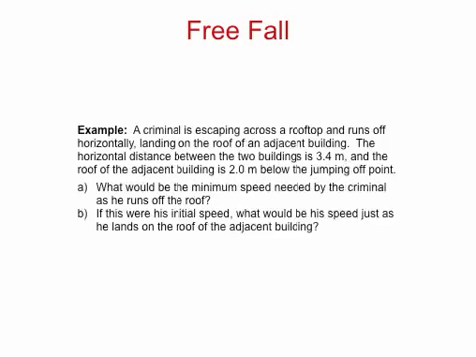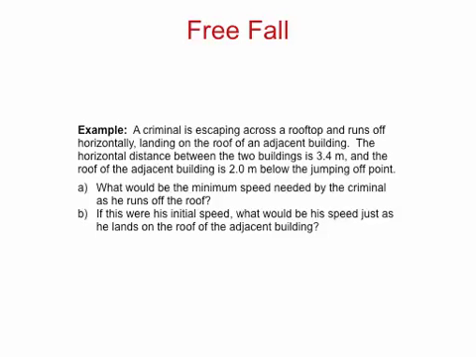A criminal is escaping across a rooftop and runs off horizontally, landing on the roof of an adjacent building. The horizontal distance between the two buildings is 3.4 meters, and the roof of the adjacent building is 2.0 meters below the jumping off point. Part A asks, what would be the minimum speed needed by the criminal as he runs off the roof?